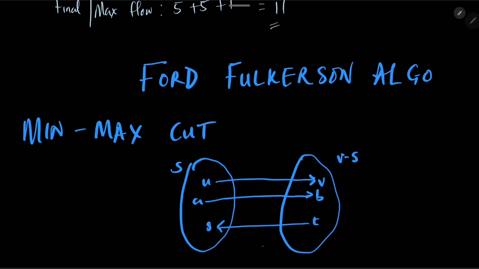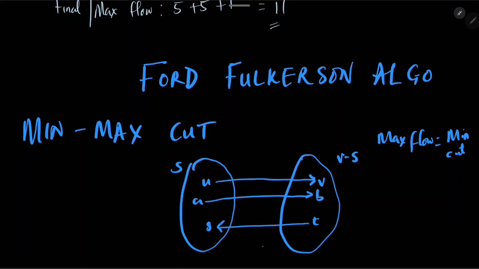So, what to note about the min-max cut? The min cut is a cut that has the maximum value. We always want our max flow to be equal to the min cut. Our max flow will always be equal to the min cut. So let's just explain this in plain English.